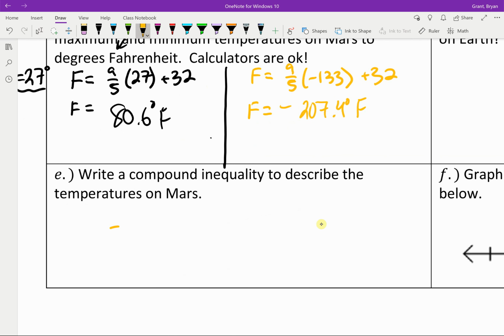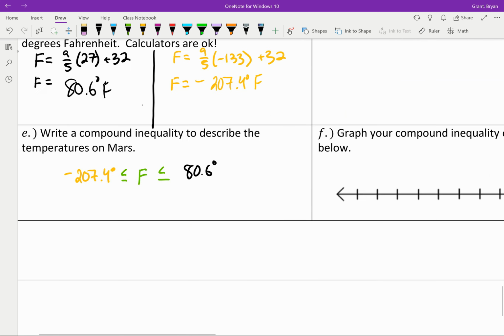Well, that's easy. We'll take the smallest one, negative 207.4 degrees, and we'll take the largest one, 80.6 degrees, and then maybe let's just let F stand for the temperature Fahrenheit here, and we're going to say our temperature Fahrenheit has to be less than or equal to the smallest and less than or equal to the largest. Fahrenheit reading from right to left has to be greater than that small temperature, but our temperature also has to be less than the largest temperature.